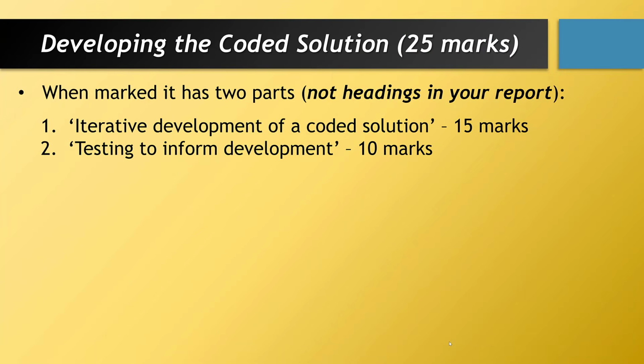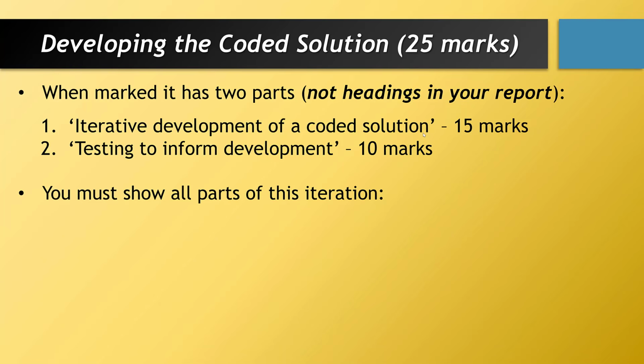Now, moving on to the largest bit of this project, which is still only 25 marks. It's not a ton, but bear in mind this is for your actual coded solution. So the actual code you're writing is only worth 25 marks, although of course it has a knock-on effect on evaluation later on. So when this is marked, there are 2 parts to it, which are not and shouldn't be headings in your report because they're both joined up, they're just marked separately. Okay, so the first part is 15, second part is 10 marks, but like I say, they're really combined from your report's perspective.